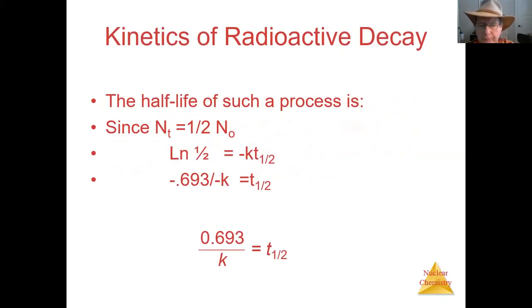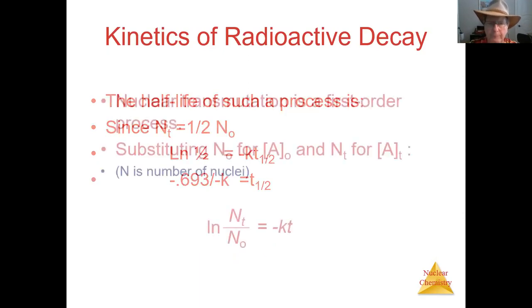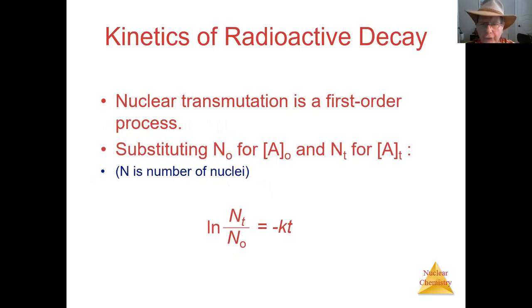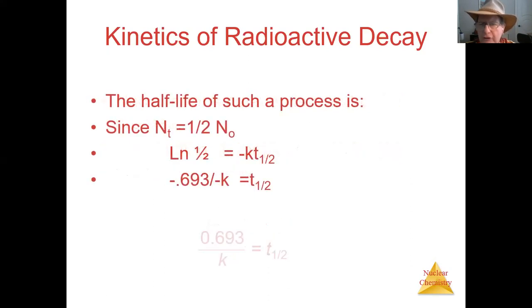Strategy. I know what the half-life is. I'm going to take the half-life, divide it into 0.693, and I will get the value of k. If I know what k is, and I know how many I started with and how much time it took, I can multiply k by the time, raise e to that power, and multiply it by the amount I started with. I will have the amount I have left. That's the strategy we're going to do here.